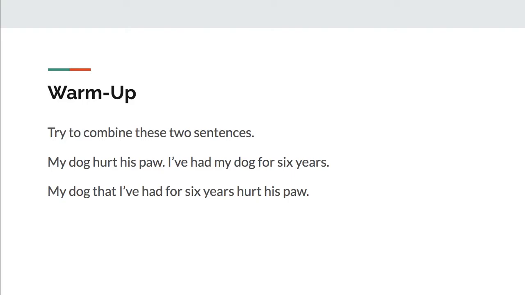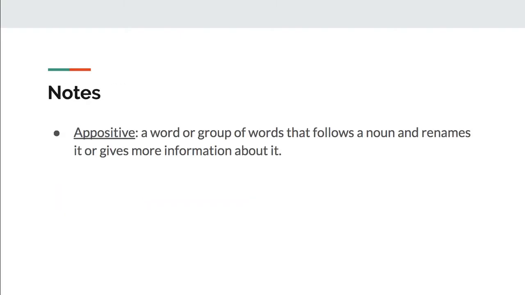At the top of page 154, they give you the definition of an appositive. An appositive is a word or a group of words that follows a noun and renames it or gives more information about it. So it's extra information. It's not necessary. You don't need it. However, this isn't the kind where we have it set off with commas and you could take it out of the sentence. This is essential to the meaning of the sentence, okay? So pause the video and read those example sentences.